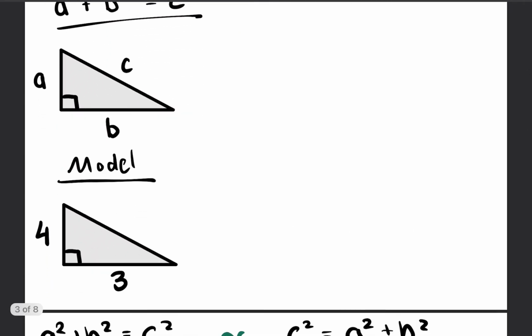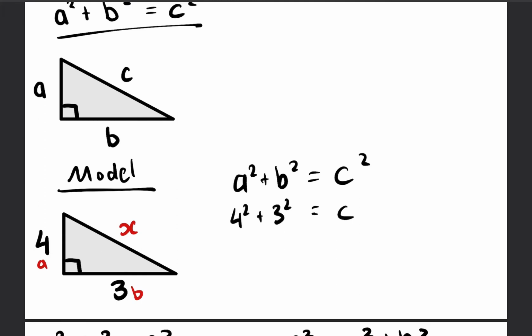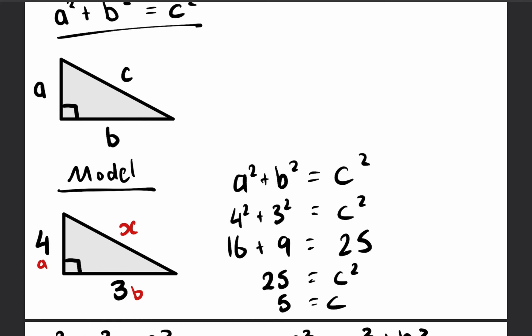Okay, here's the model. A, B, C. I've already got one on the bottom. So what is this missing length here? Well, we can say a squared plus b squared equals c squared. I'm going to go a is 4 and b is 3. It doesn't matter how you label them up as long as they are the shortest lengths. 4 squared plus 3 squared equals c squared. 16 plus 9 equals 25. Therefore 25 equals c squared. Therefore 5 equals c, because the square root of 25 equals 5.